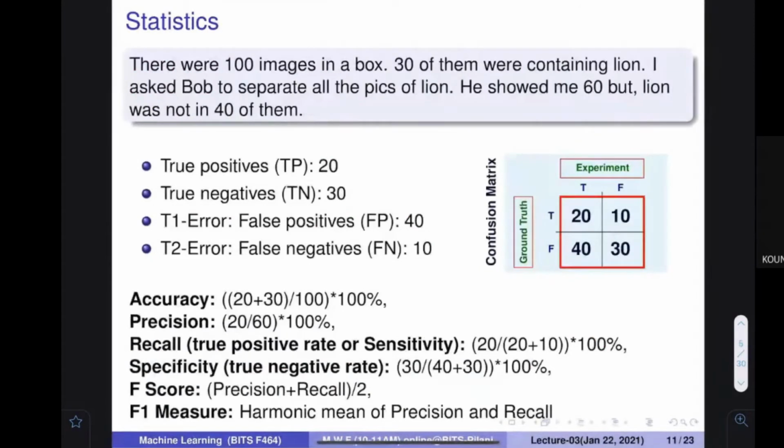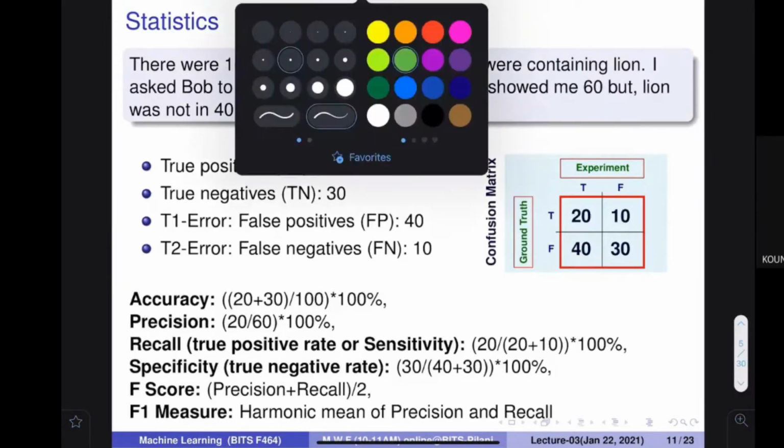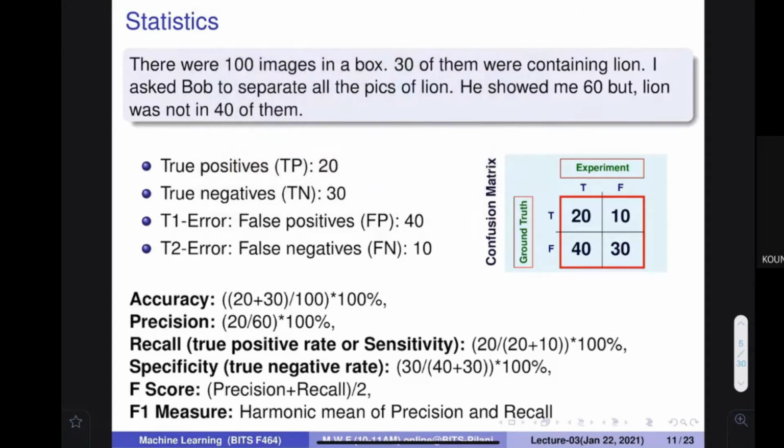Okay, now some things from statistics, and this is a very simple question for you. Let us solve this small question, and by this we will understand some of the things in the statistics domain. Let's assume there is a box, and in the box there are 100 images. In some images there is a line, and in some images there is no line. Let's assume that you know 30 of them contain a line. How many images contain a line? 30. And for the rest, 70, the line is not there.